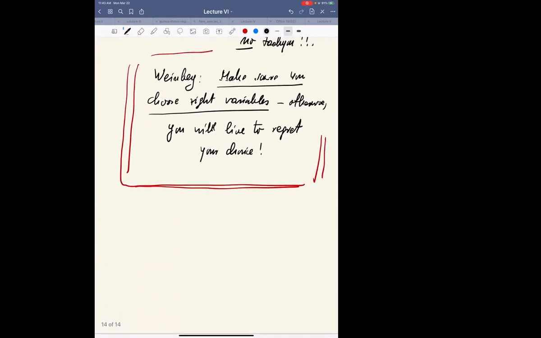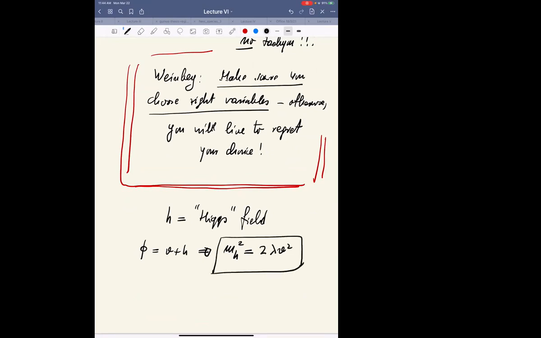Questions, please. Notice that this H, by the way, I will call it here Higgs field. There is no Higgs mechanism, no gauge symmetry, but it captures the essence. I call it Higgs field because this will happen in the Higgs mechanism. When you have symmetry breaking, that V is plus H, the mass of the Higgs field is 2 lambda V squared. There will be a massive particle whose mass is proportional to the scale of symmetry breaking. And the proportionality is the interaction constant.